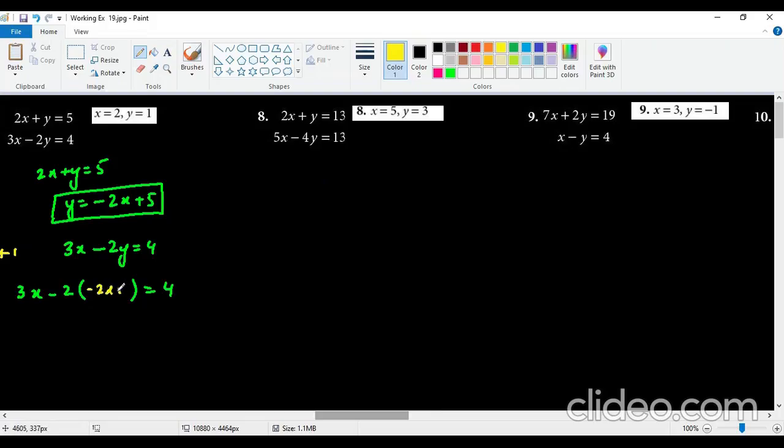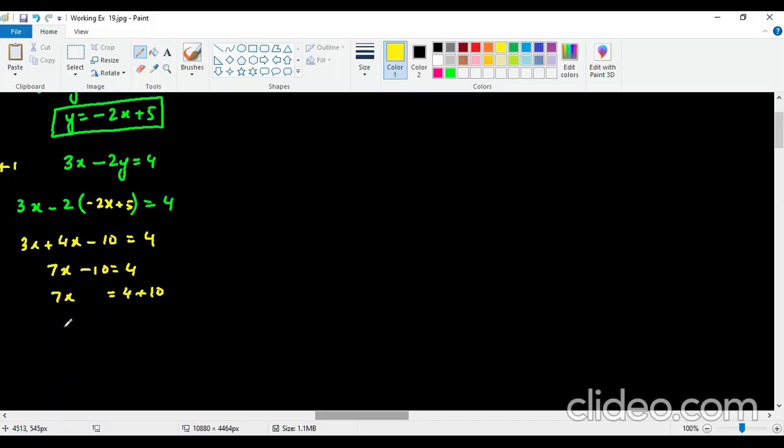So this is going to give us 3x plus 4x, and minus times plus is a minus 10 equals 4. 3 plus 4 is going to give us 7x minus 10 equals 4. So 7x equals 4 plus 10, which is going to give us 7x equals 14. So the value of x is going to be 2, because 14 divided by 7 is going to give us 2.